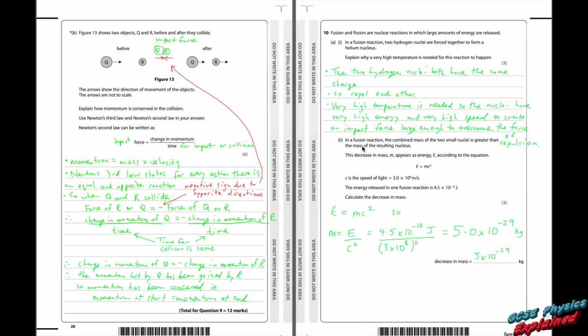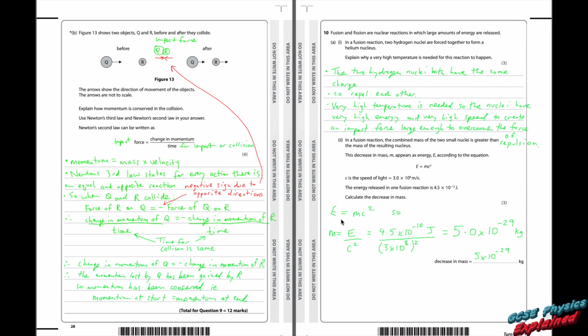Part 2. In a fusion reaction, the combined mass of the two small nuclei is greater than the mass of the resultant nucleus. This decrease in mass m appears as energy E according to the equation E equals mc squared. So that's Einstein's most famous equation. c is the speed of light, which is that. The energy released in one fusion reaction is that many joules. Can you calculate the decrease in mass?